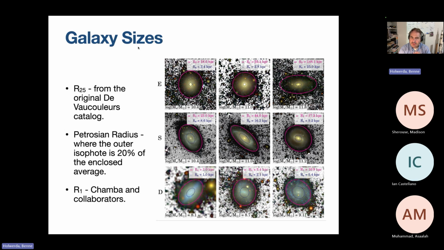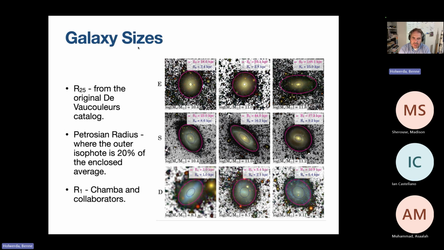The Petrosian radius is sort of in between everything. If the outer isophote is 20% of the enclosed area, then that's the Petrosian radius. Honestly, effective radius and Petrosian radius are both cases where we've got the whole profile and we're trying to infer a more general pattern.